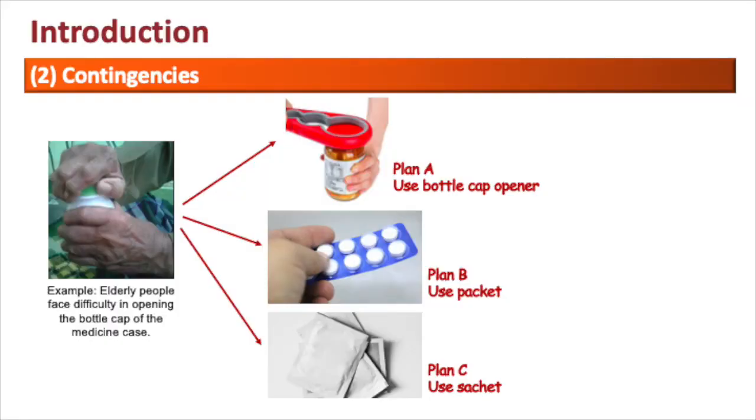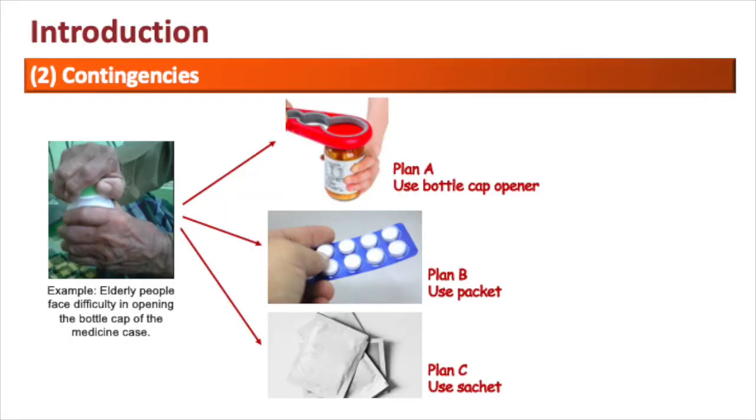Let's take the example of this enclosure cap of a medicine box. Sometimes elderly people will face difficulty in opening the cap of the medicine bottle. So what are the alternatives to ensure that they can open up the medicine bottle? Okay, so plan A is to use a bottle cap opener. But if plan A doesn't work, let's have a plan B, which is to use a packet for the elderly. And if plan B still doesn't work, then let's consider plan C, for example, using a sachet type of medicine to cater to the needs of the elderly.